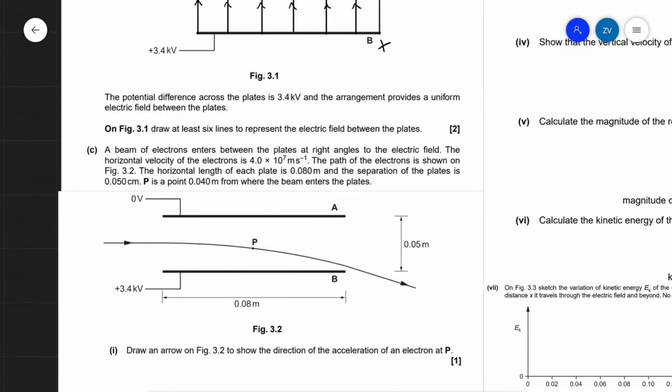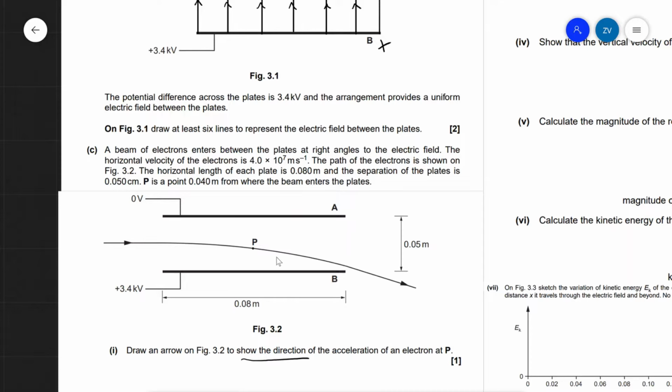Okay, so for part C, we have a beam of electrons which enters the plates at right angles, and the horizontal velocity of the electrons is 4 times 10 to the power of 7 meters per second. The path of the electrons is shown. We have some dimensions. What I want us to do for the first part is to draw an arrow on the figure to show the direction of the acceleration of an electron at point P.